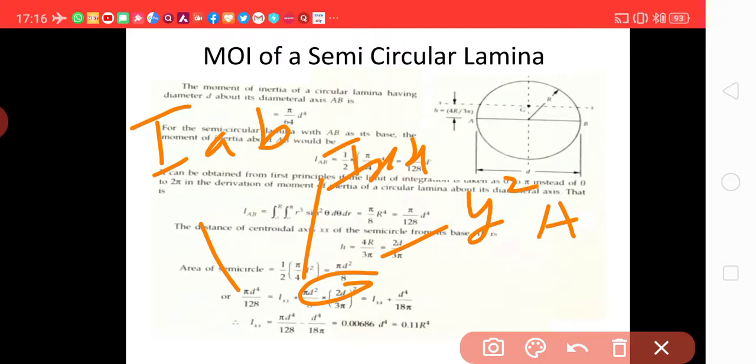Then on calculation you will find that IXX comes out to be 0.00686 d to the power 4 or 0.11 r to the power 4. This is the relation we will call.